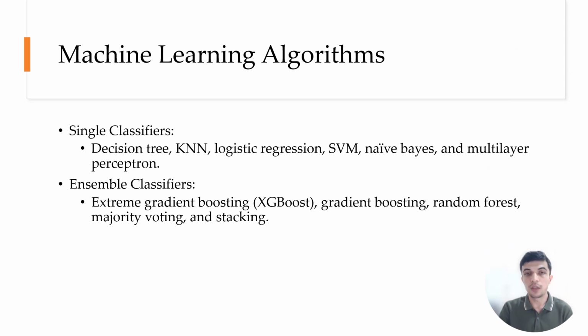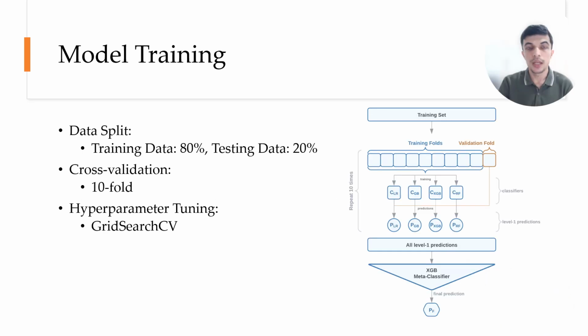The study developed various single classifiers such as decision tree, KNN, logistic regression, SVM, naive Bayes, and multi-layer perceptron. Ensemble classifiers such as extreme gradient boosting, random forest, majority voting, and stacking. The data was split into training and test data, where 80% is used for training and 20% is used for testing. The classifiers are developed using 10-fold cross-validation.